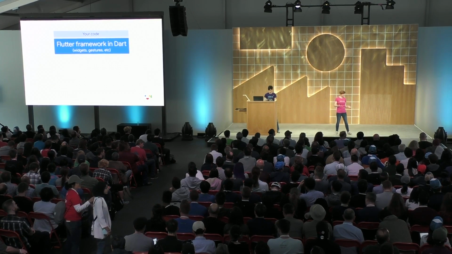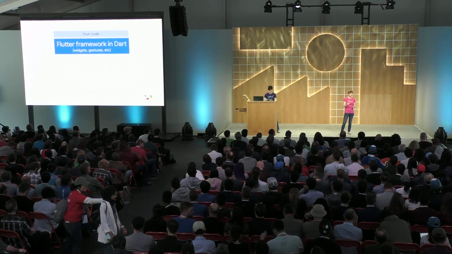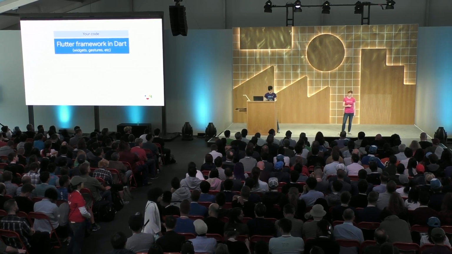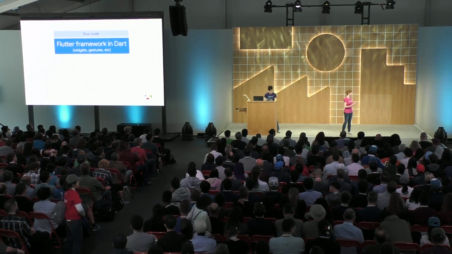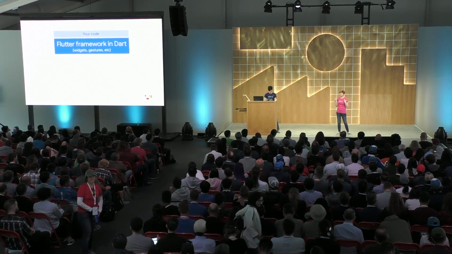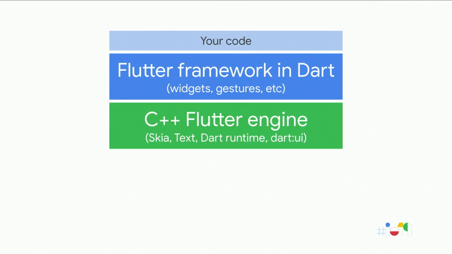So essentially, you've got your code, and you're making calls into the Flutter Framework. Those are all those built-in widgets, and this does things like gesture recognition. The level below that is the Flutter engine. This is written primarily in C++ and consists of the Skia graphics library, the Dart runtime, the text rendering engine, and so on.